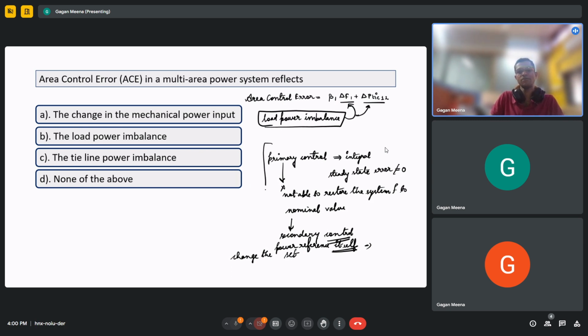So this is all because of the load frequency control. Even if the secondary control is not able to do that, then we need to go to the tertiary control, and tertiary control is generally manual intervention.